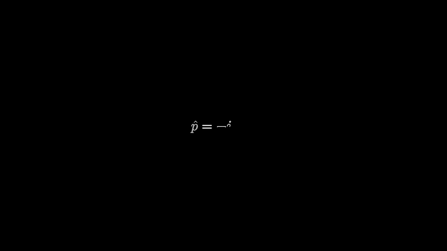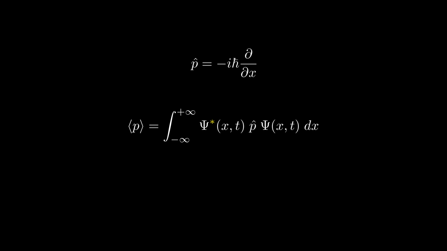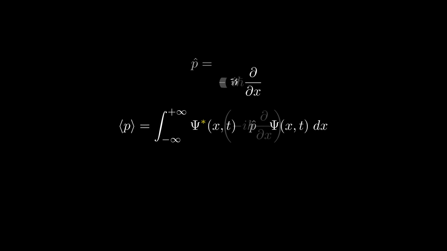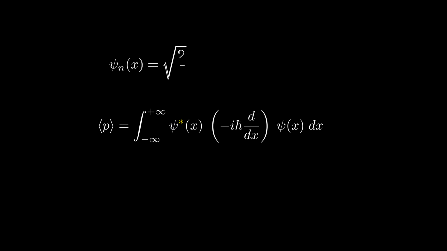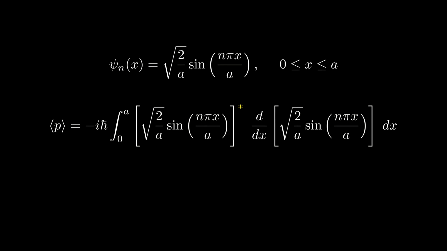In quantum mechanics, the momentum operator is defined as negative i times h bar times the partial derivative with respect to x. The expectation value of momentum in a given quantum state is calculated using the following integral. Here, psi star is the complex conjugate of the wave function. As we saw earlier, the expectation value of momentum does not depend on the time-dependent phase factors in psi. Therefore, we simplify the integral by considering only the time-independent spatial wave function, psi of x. Substituting psi of x into the formula for the expectation value of momentum, we obtain the following integral to solve.